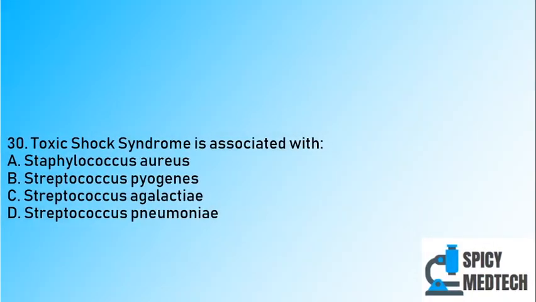Number 30. Toxic shock syndrome is associated with A. Staphylococcus aureus, B. Streptococcus pyogenes, C. Streptococcus agalactiae, or D. Streptococcus pneumoniae? So the answer for number 30 is letter A, Staphylococcus aureus.